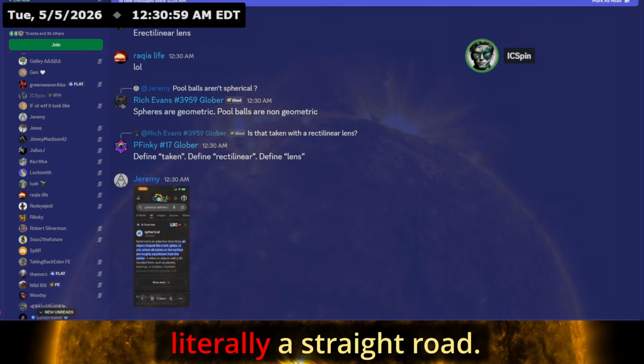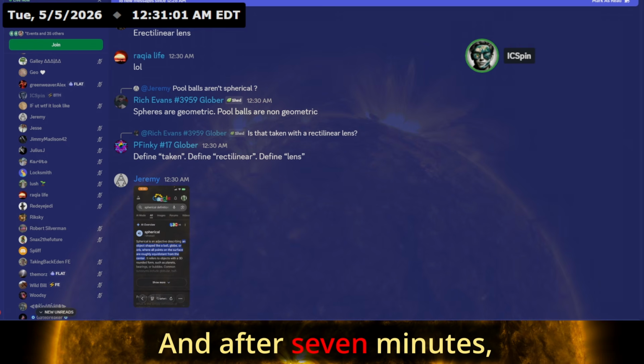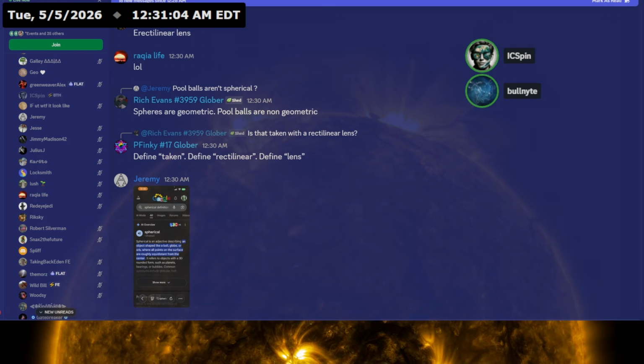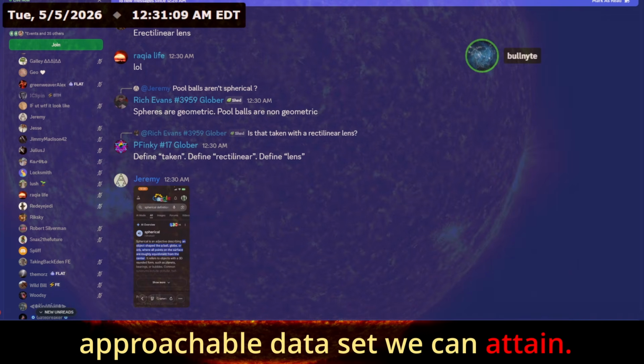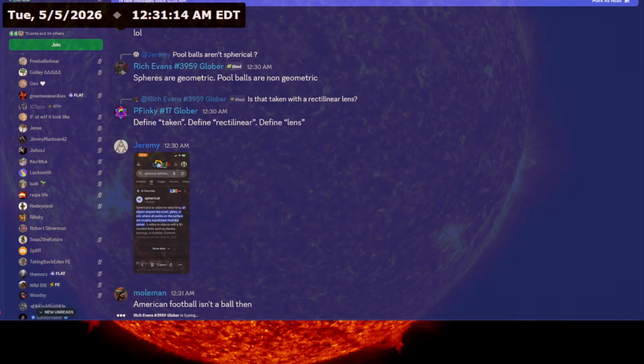Even if you're in a dense fog and a cloud, you could see that you're flying level. But think about it, you're going down literally a straight road, and after 7 minutes, you've gone down a degree. You know what I mean? I think that was the approachable data set we can attain. That's a good analogy, Icy Spin. It's a very good analogy.